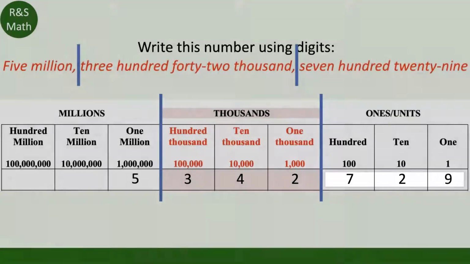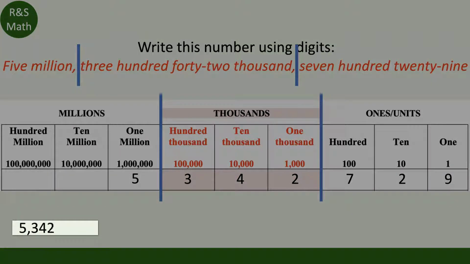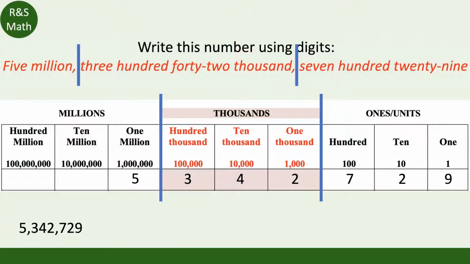The last step is to write the number outside of the place value chart, being sure to place a comma after the last digit in each group, but not after the number in the ones group. We just have to copy the digits from the place value chart and put commas in the right place. This is what we get. 5,342,729.